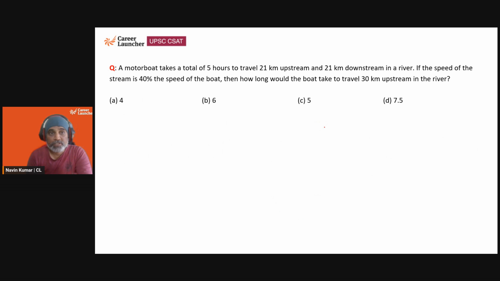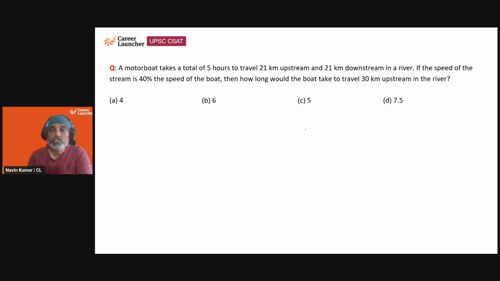So TSD question now. A motorboat takes a total of 5 hours to travel 21 kilometers upstream and 21 kilometers downstream in a river. If the speed of the stream is 40% the speed of the boat, then how long would the boat take to travel 30 kilometers upstream in the river?